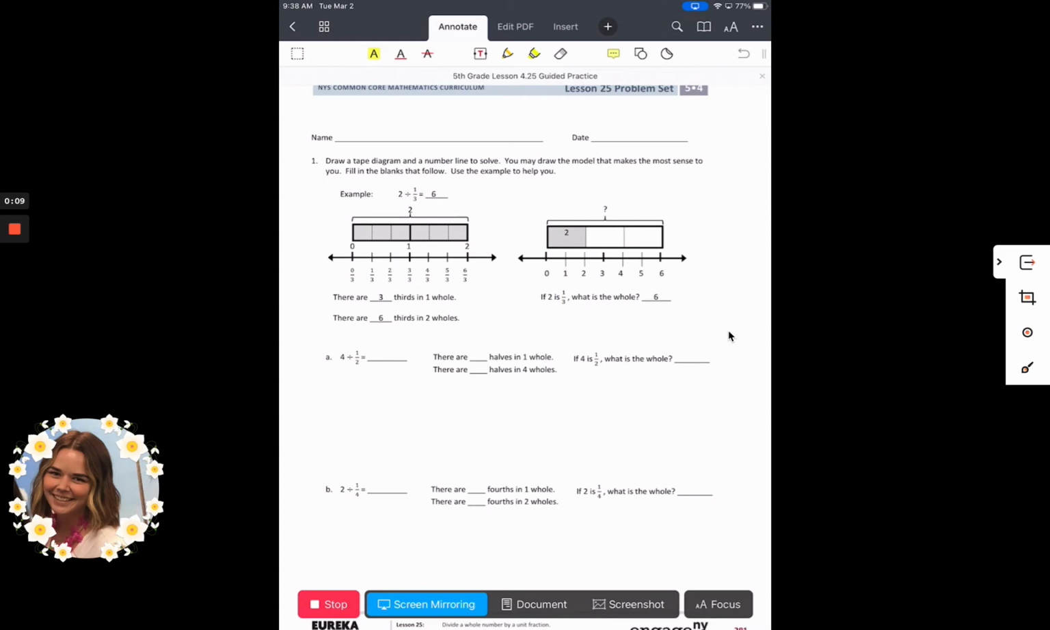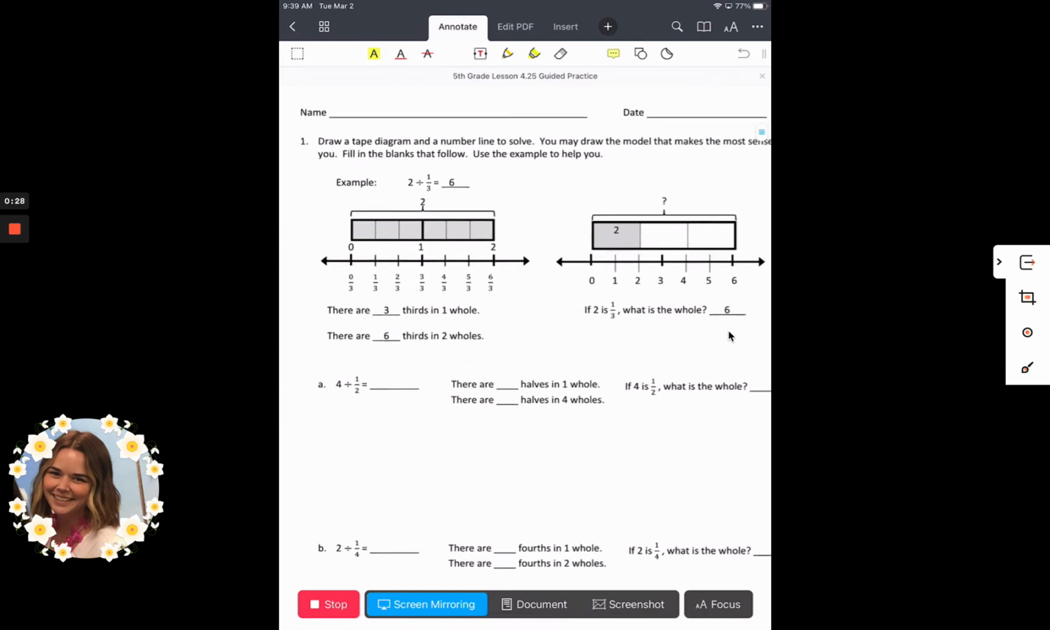So we've been talking about multiplying with fractions. Today we're going to start talking about dividing. So let's take a look at our first example. The first part we're going to use some tape diagrams, and then the second part of this we'll look at the same thing but with numbers. So let's start with the tape diagram.